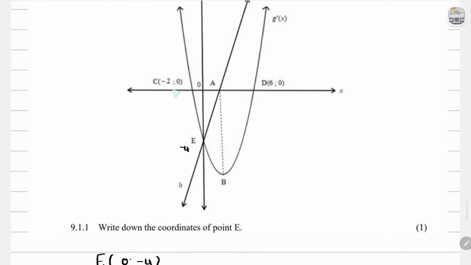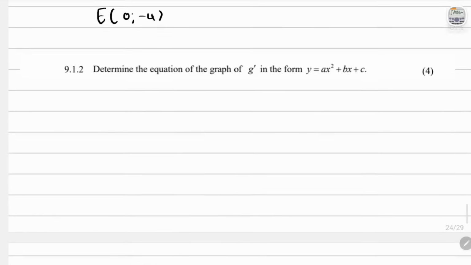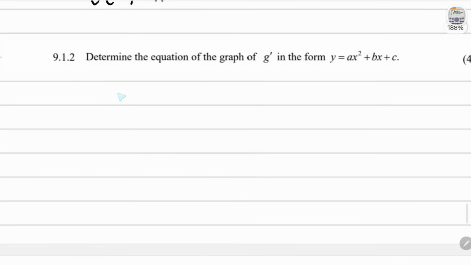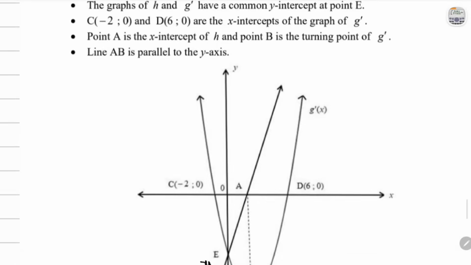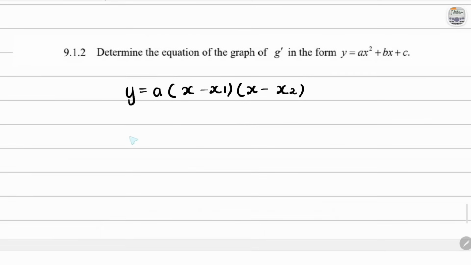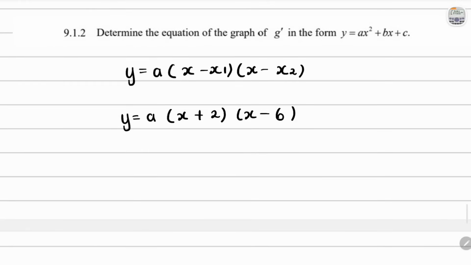Because they have given us the x-intercepts, we can simply use the x-intercept method of finding a parabola's equation. So that is y equals a multiplied by x minus x1, that's your first root, multiplied by x minus x2, that's the second root. The roots are -2 and 6, so we'll substitute that here. Y equals a, and then x minus -2, which becomes +2, and x minus 6. And this is what we have.